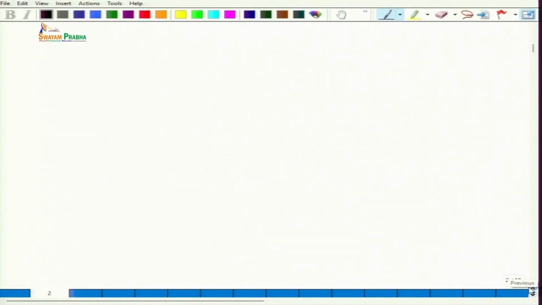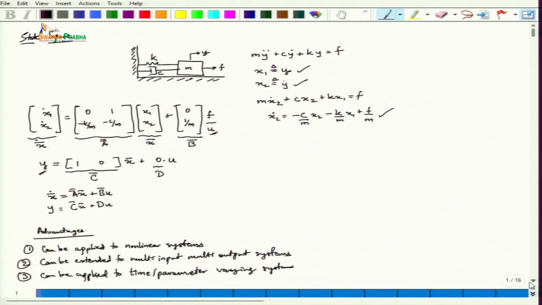Another advantage we get is that many controllers can be easily applied with the state space representation, and we will be discussing some at the end of this lecture. So, state space is just a form of representation of the system, similar to what we have seen so far in the course about transfer functions.